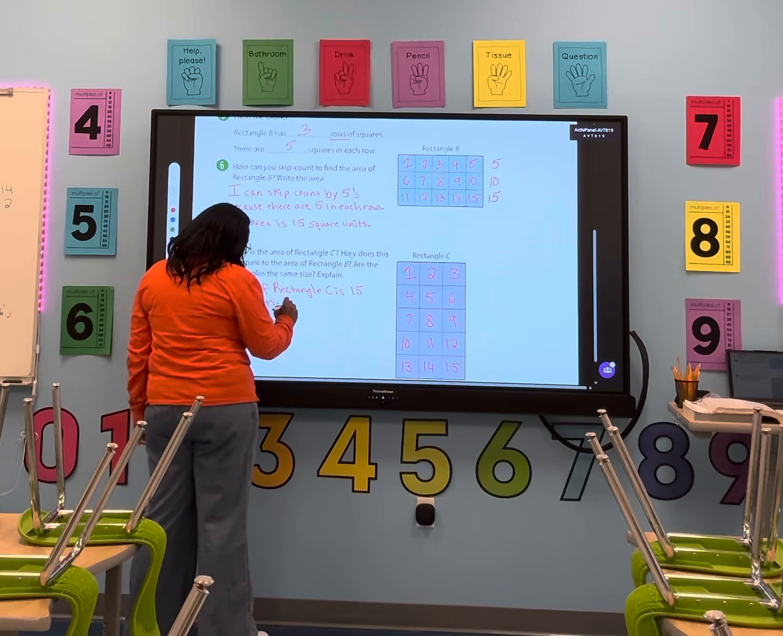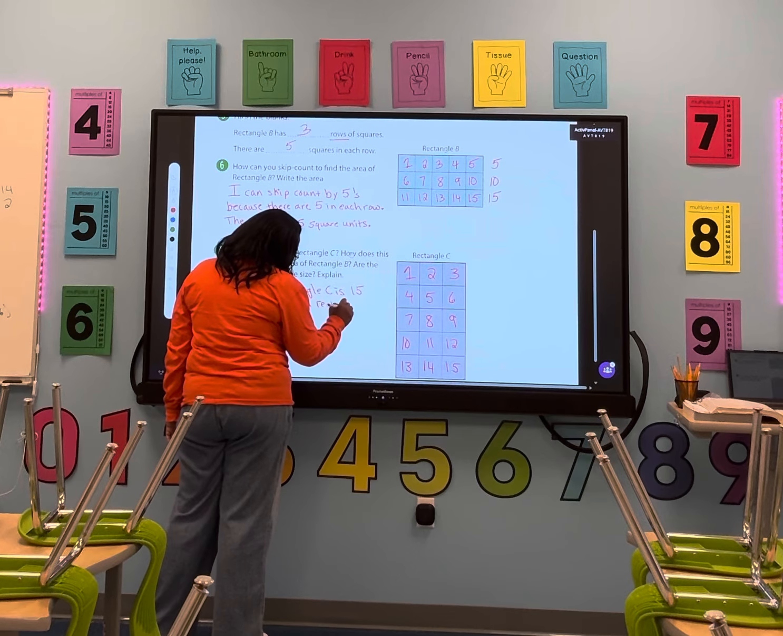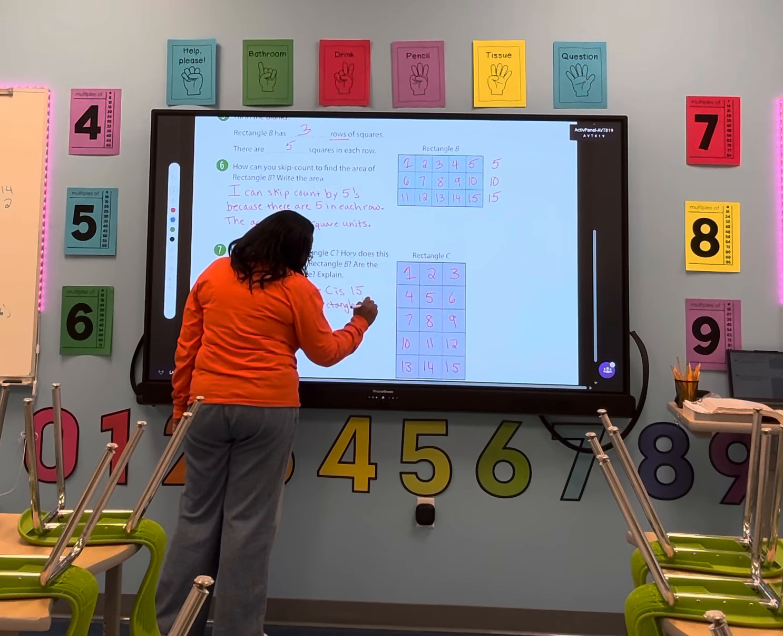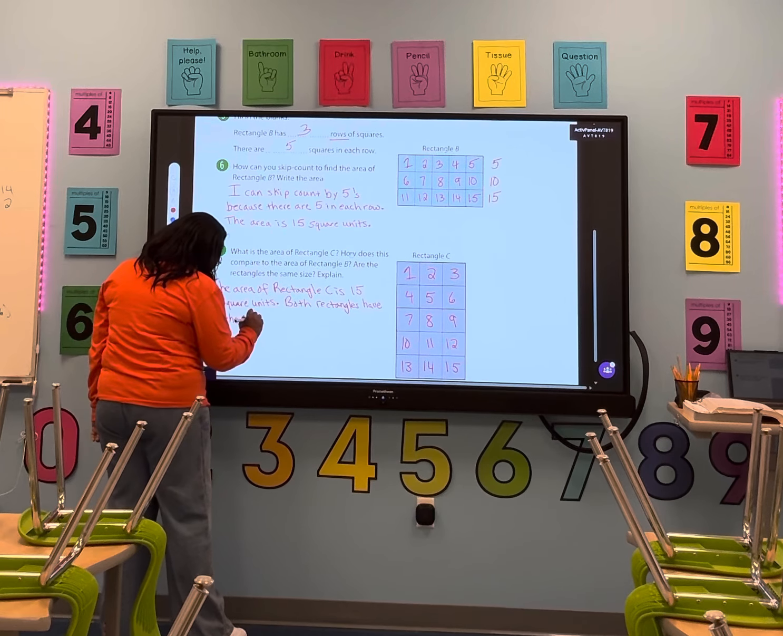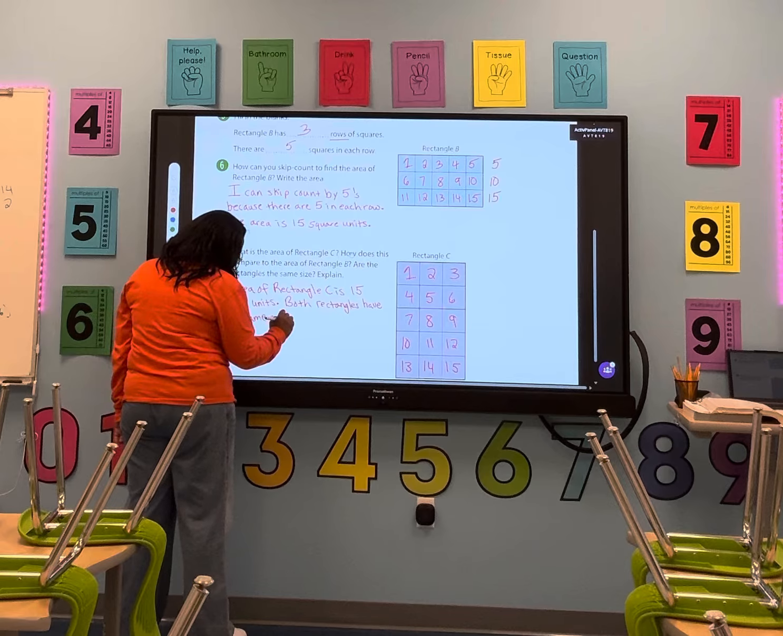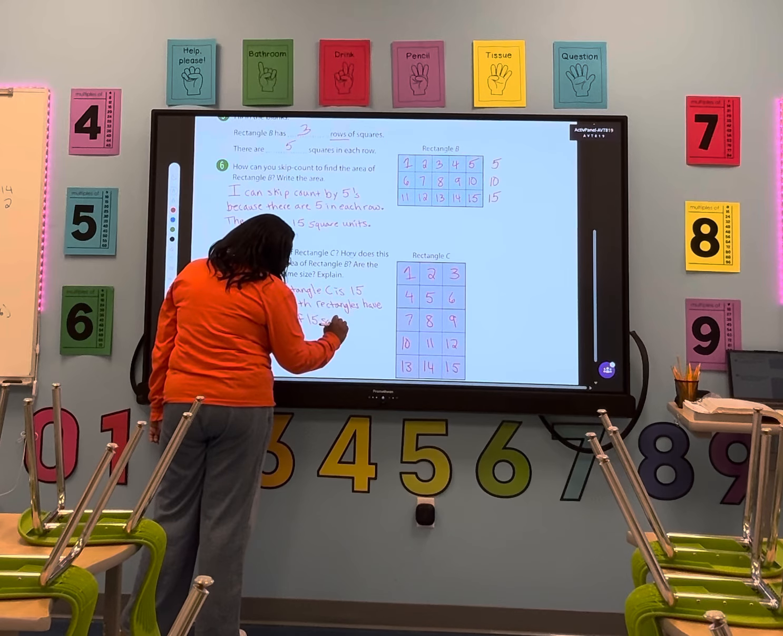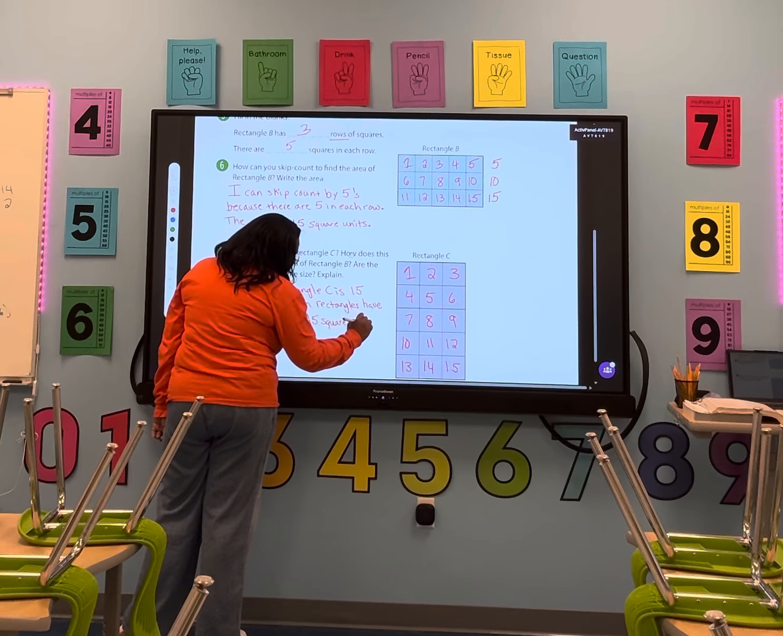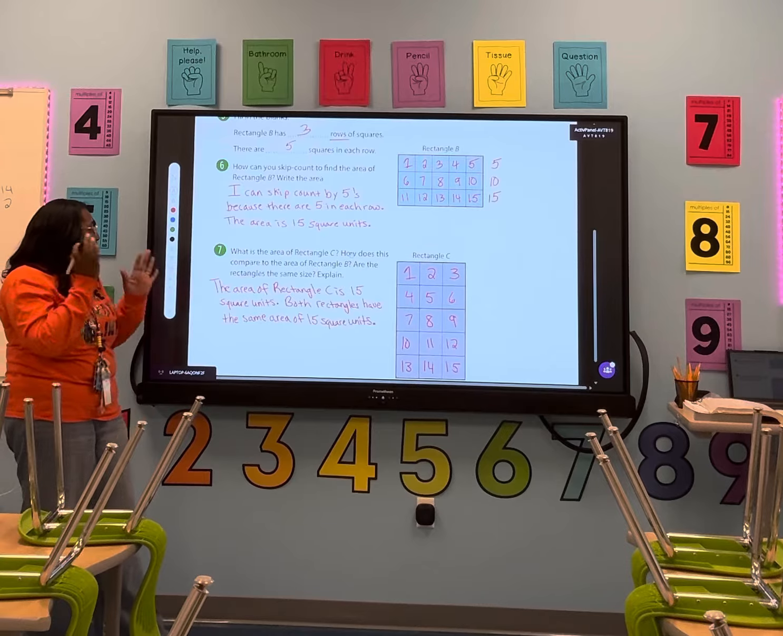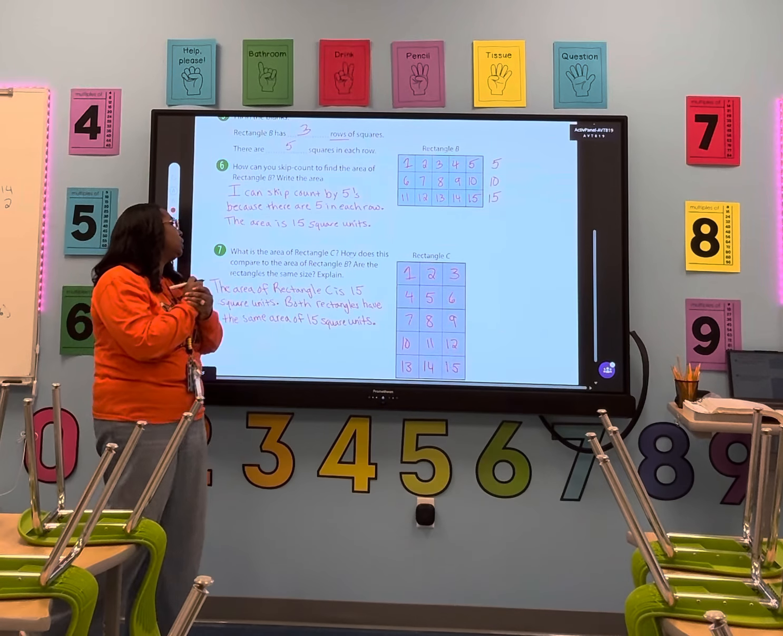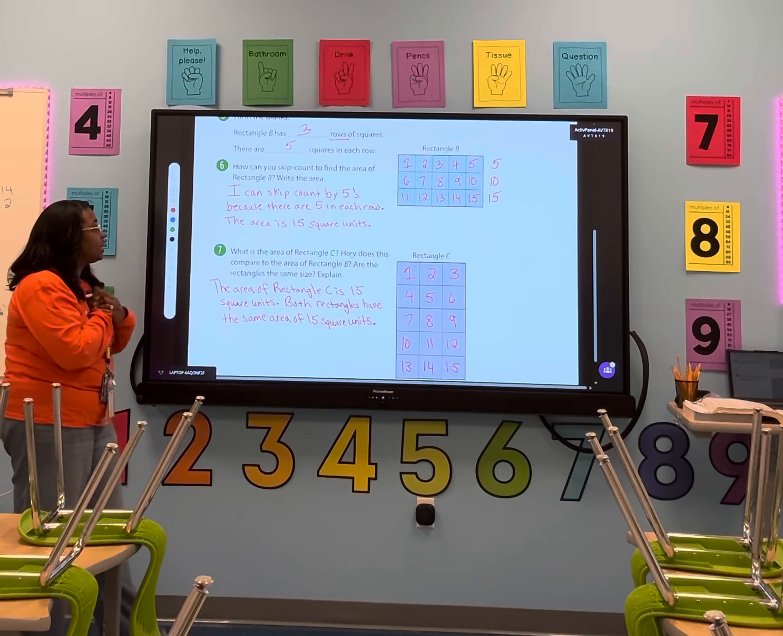So we would say both rectangles have the same area of 15 square units. All right, don't forget the square units. Now let's go to the next question. The next question says, are the rectangles the same size?